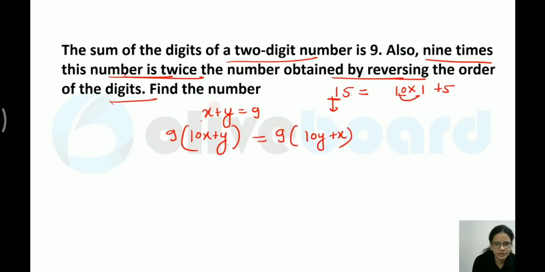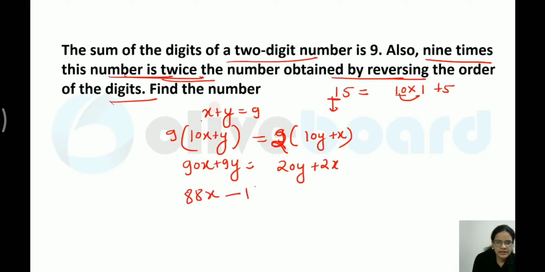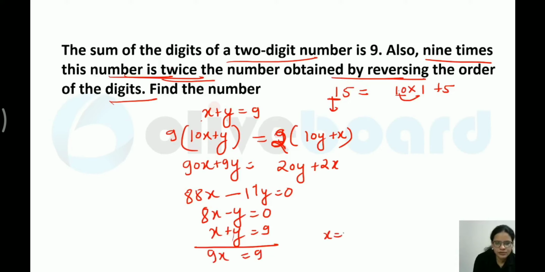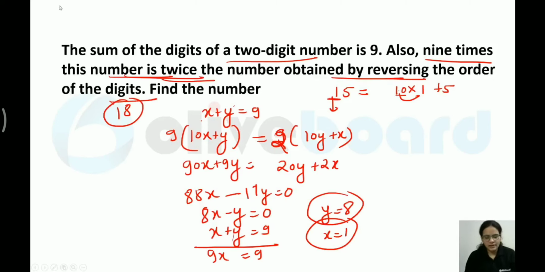Now you will get two equations using this. I think it is clear, 9 times this number is twice the number, so this will be 2 over here. Solve this. 90x plus 9y is equal to 20y plus 2x. If you take it on one side, 88x minus 11y is equal to 0. That is 8x minus y is equal to 0. Now easily you can solve both of the equations over here. So add both of them. 9x is equal to 9. x would be 1. If x is 1, y is 8 over here. So what is your number? 18 is my number. So I think that solves your doubt.